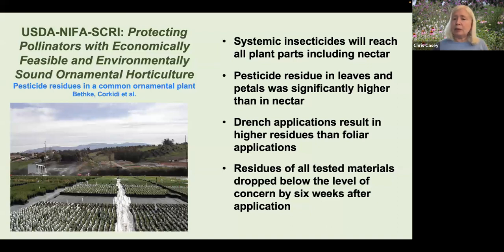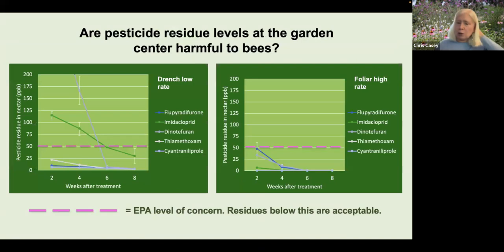And the way that the pesticide is applied was found to matter as well. Foliar applications provided residues that were much lower than drench. So that gives us some guidelines about how to apply materials. And I think of most interest for us is that the residues of all of the materials drop below the EPA's level of concern for honeybees by 6 weeks after application. And these graphs show some of those results.